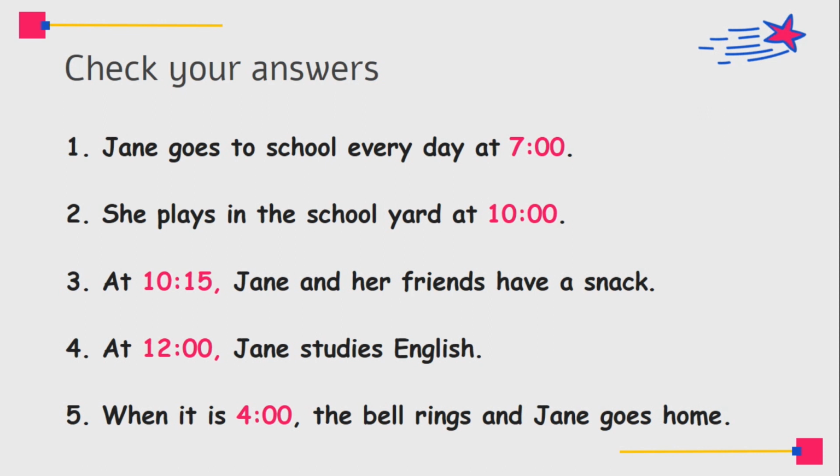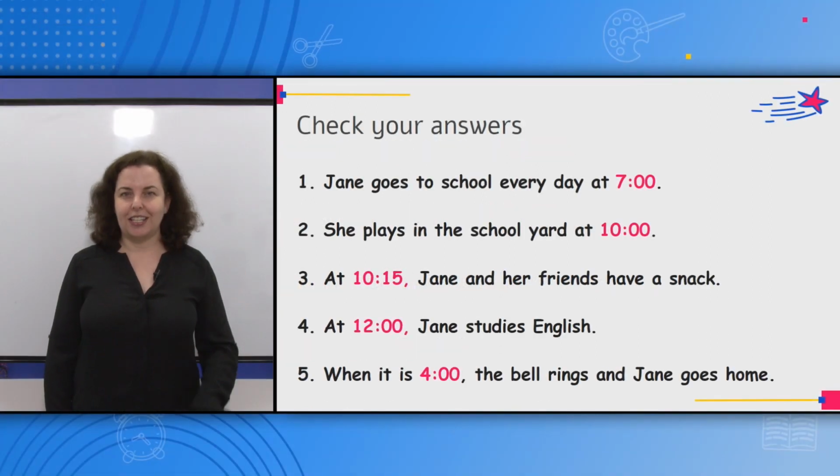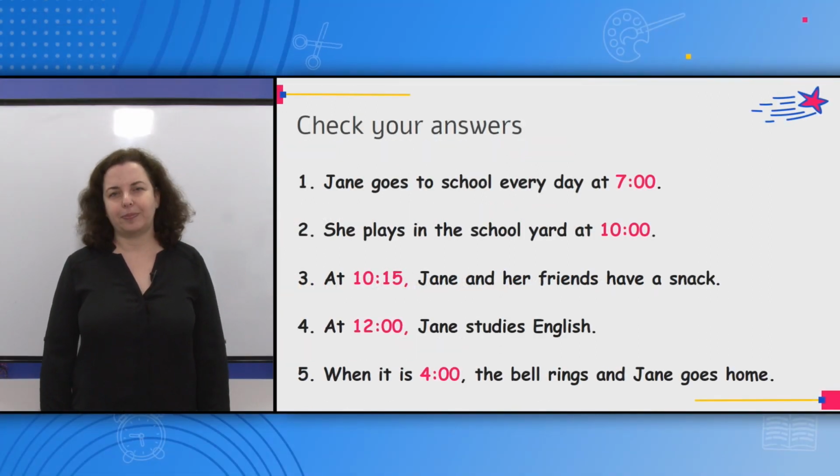Number 4. At 12 o'clock, Jane studies English. And number 5. When it is 4 o'clock, the bell rings and Jane goes home. I hope you managed to do this exercise just like I did. Let's continue.